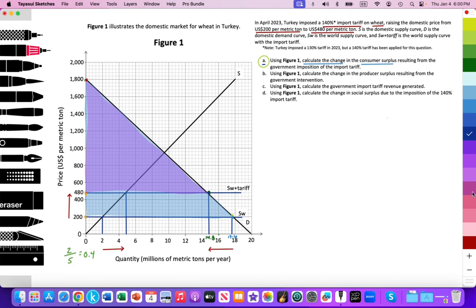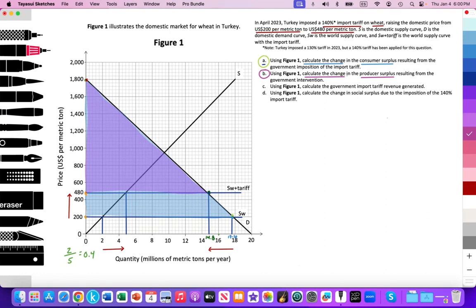So let's take a look at this next question. Question B, the focus for this video. Using figure 1, calculate the change. So let's get in the habit of underlining what we're being asked to do. Calculate the change in producer surplus as a result of the imposition of the per unit tariff. And we have this 140% import tariff in Turkey being applied on the primary commodity of wheat. And that has raised the price from $200 per metric ton to $480 per metric ton, reducing imports.